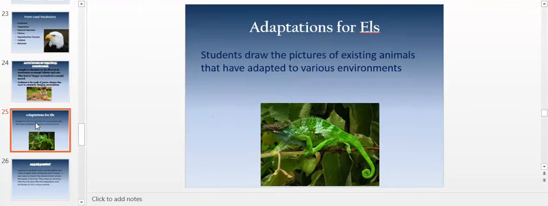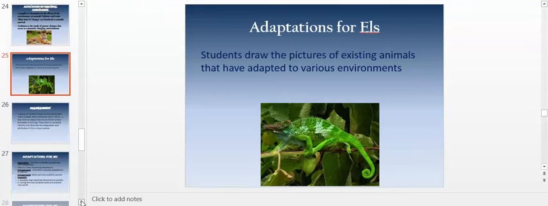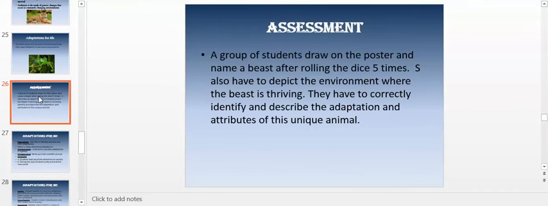Some of the adaptations that can be used for English learners, for example, we could have students draw pictures of existing animals that have adapted to various environments. So it's relying on their previous knowledge. We could also complete an assessment, which is also a group activity. The class is divided into groups of students, no more than three, and the students roll the dice, and they have a handout where a particular number corresponds with an environment. After they roll the dice 5 times, they will have to build a unique animal that can adapt to those conditions.